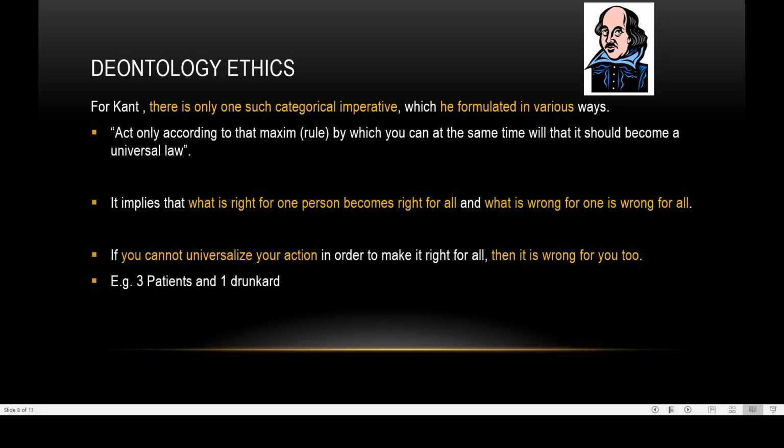That means whatever he is doing should be applicable universally. So if you want to be respected, you have to respect others. If you scold somebody, you cannot expect others not to scold you. So whatever actions should become universal actions, universally applicable. That's what he says. In other words, what is right for one person becomes right for all. What is wrong for one is wrong for all. If something is correct for you, that should become right for everybody. If something is wrong for you, that should be wrong for all.